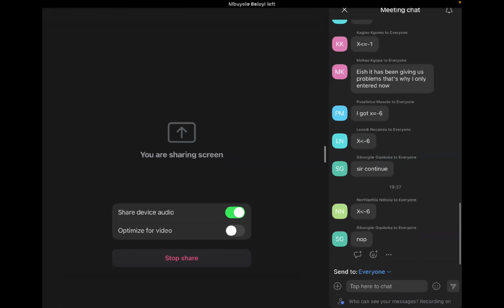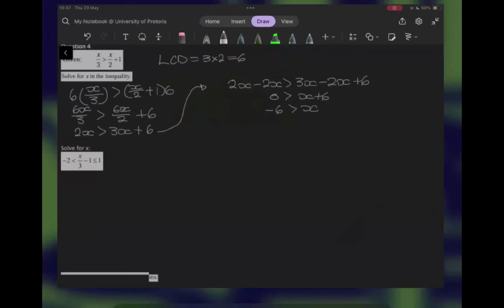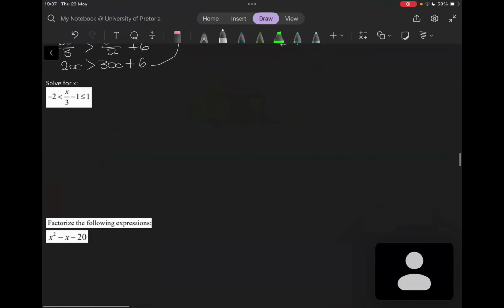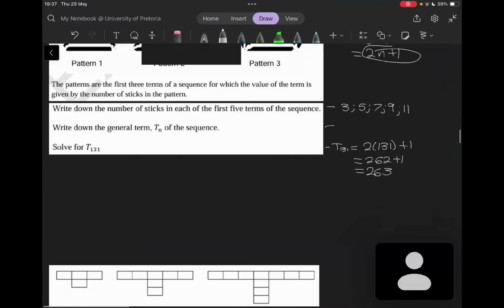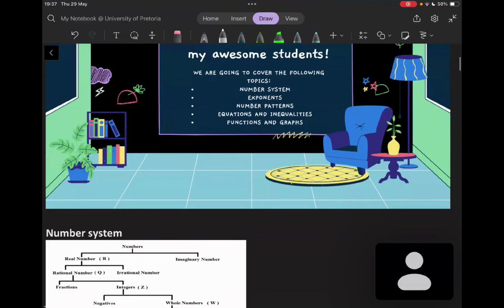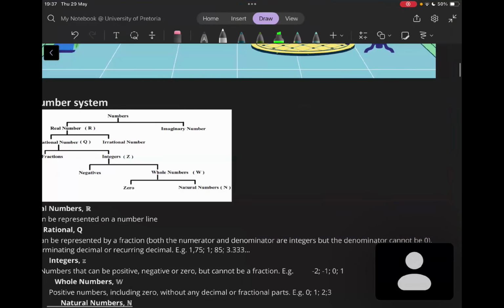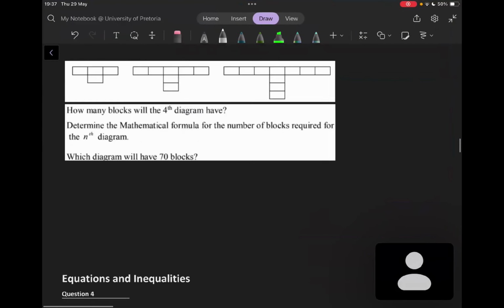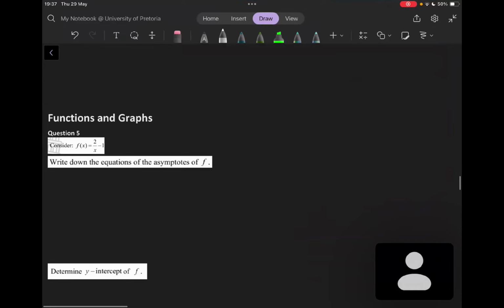Great. Let's continue on. Remember, guys, we do have one other section after this. We are currently doing equations and inequalities, and I'd like us to do functions and graphs and make sure we have enough time to cover that. Okay. Cool.